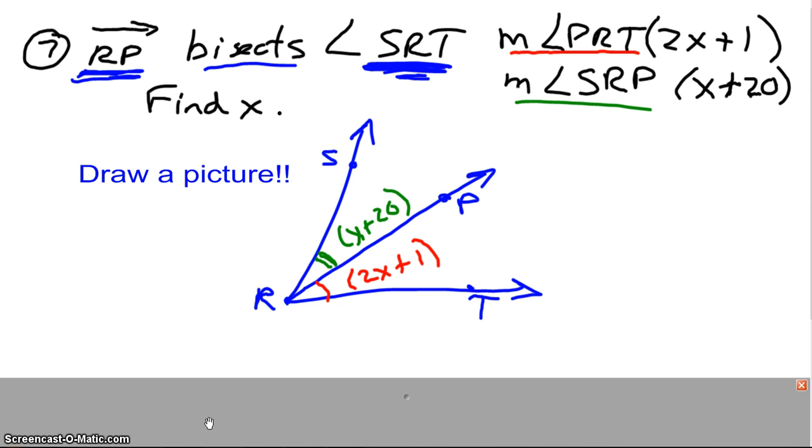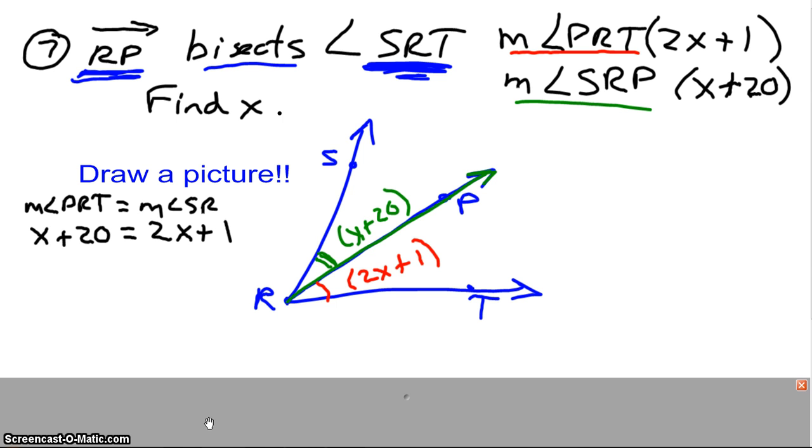Okay? So now Nico was saying at this point, if RP is bisecting, what can we say about these two angles? They're equal. They are, say it, Lindsay? Equal. Equal in measure, right? So if they're equal, you can do what Nico said and set their measures equal. X plus 20 must equal 2x plus 1, because the measure of angle PRT must equal the measure of angle SRP, since they were bisected, right? Okay, so go ahead and see if you can solve for x.